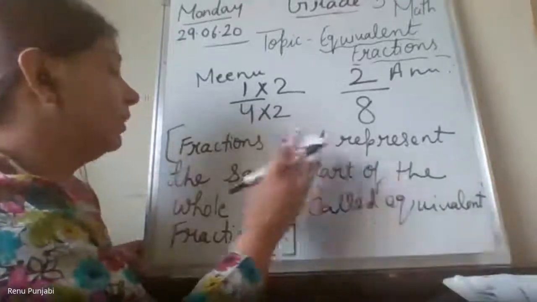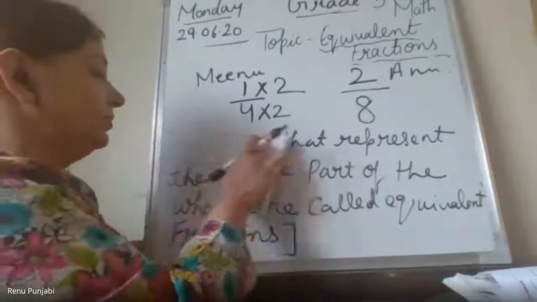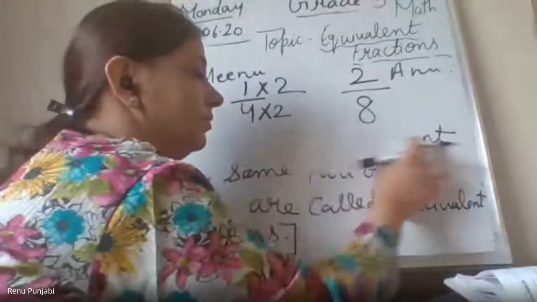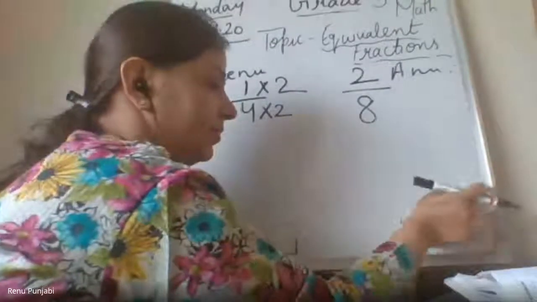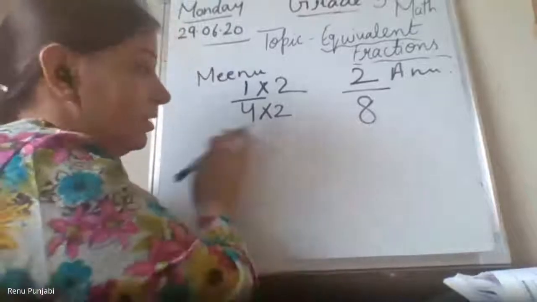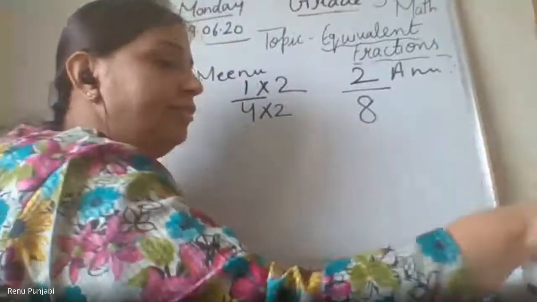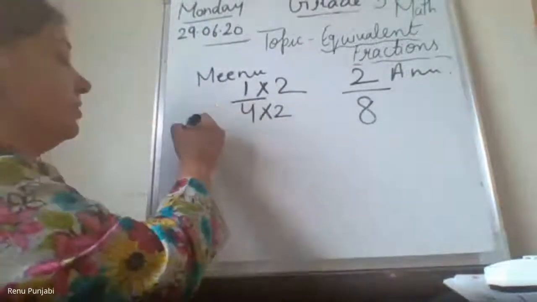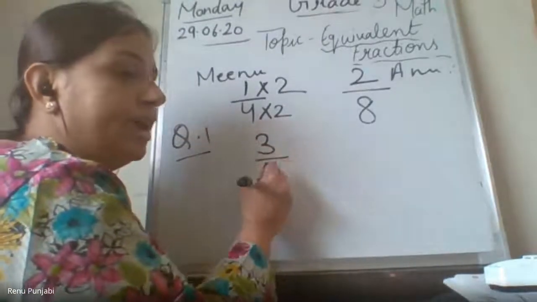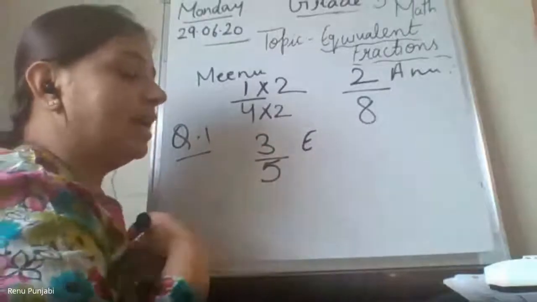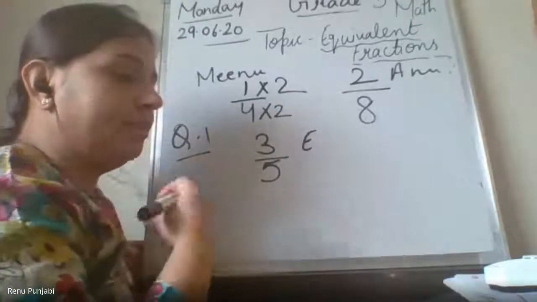Now, I will erase this. Now we will find a few equivalent fractions. Ma'am, mine was half remaining. Ma'am, I will write at the last. I will tell you how to write. Okay, wait for that. At last, we will do it again. No problem.